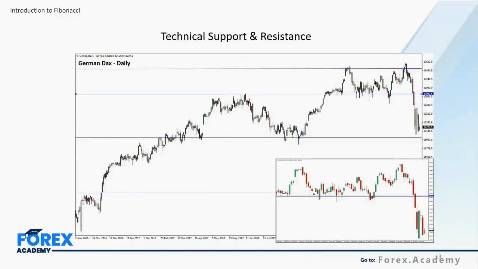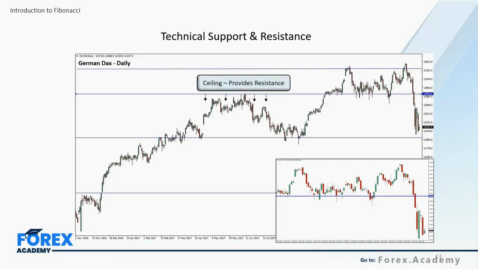Let's look at identifying these technical support and resistance areas over asset classes here. And what we have in front of us is the German DAX. It's an equity index in Europe, and we have daily price action from left to right. We can see already we have placed an overlay of some genuine levels of support and resistance. Again, they're based on previous highs and lows, which give us very strong inflection points within the markets.